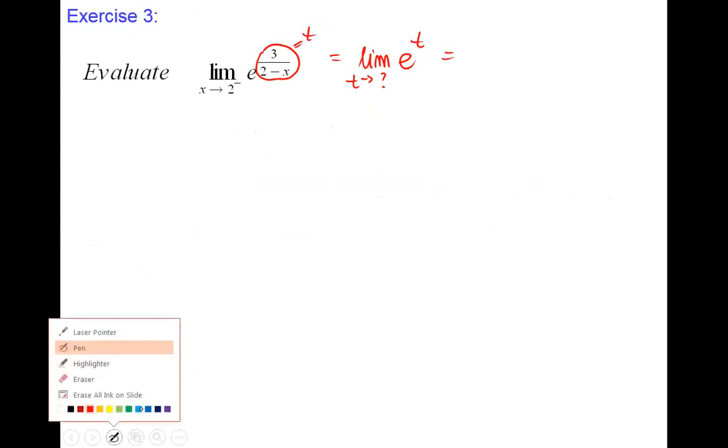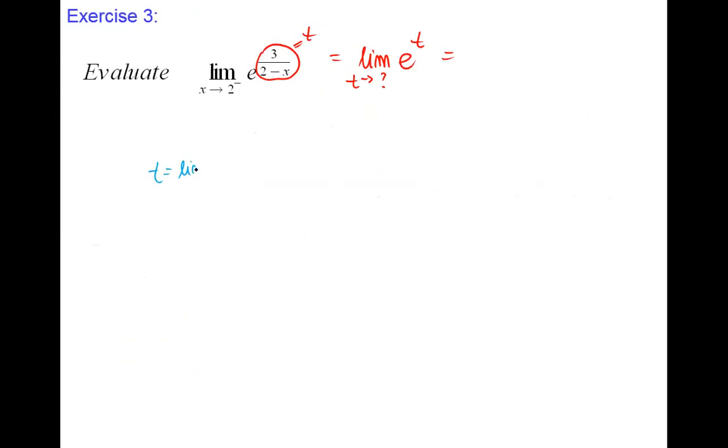Oh, this one is nice. Exam type question. Limit as x goes to 2 from the left hand side, e to the power of 3 over 2 minus x. That means this is the entire exponent. You can try maybe without me, e to the power of t. But t does something, and I don't know what. T is defined as a limit as x goes to 2 from the left, and this is my exponent. Okay, 3 over 2 minus x.